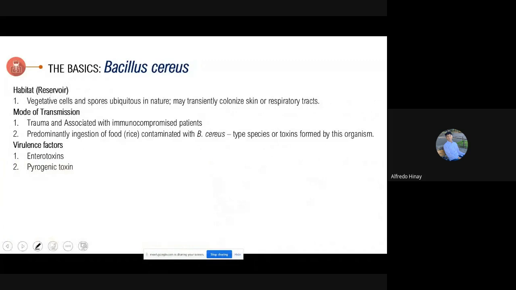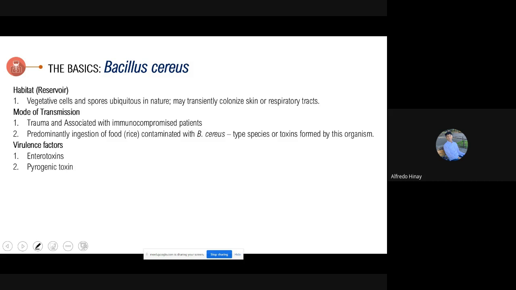Compare with your Bacillus cereus class, this is more on food-associated diseases. Your Bacillus cereus is ubiquitous in nature, may transiently colonize skin or respiratory tract. And nakukuha lang natin to, class, using tawag nito, poor preparation of food, specifically fried rice. And sino yung mahilig sa fried rice can actually cause toxins. And we have two toxins, class.